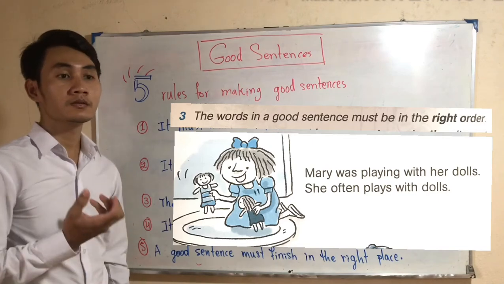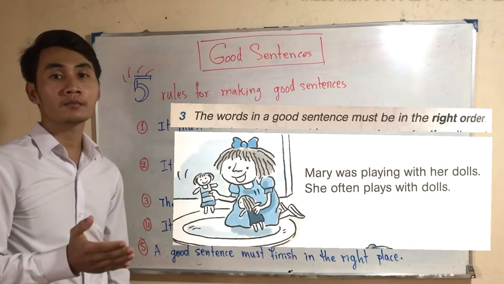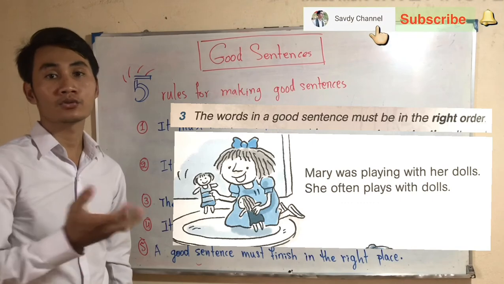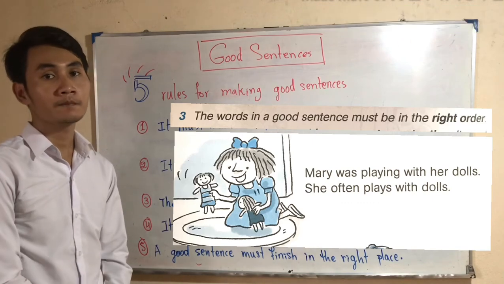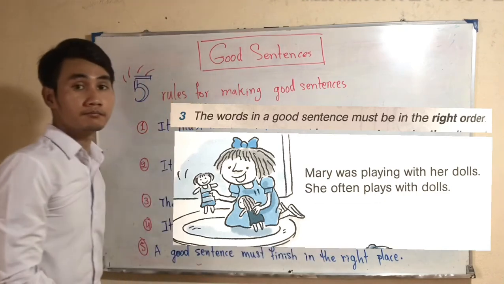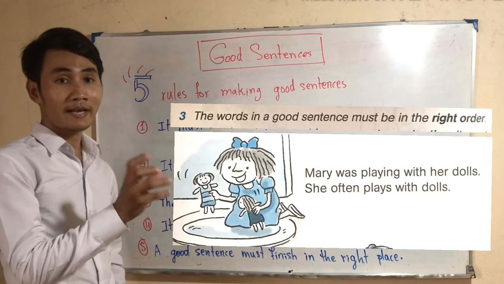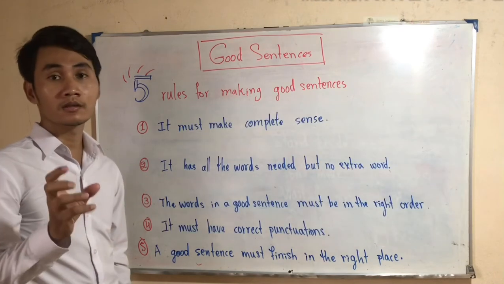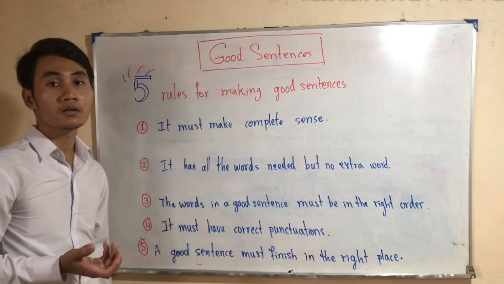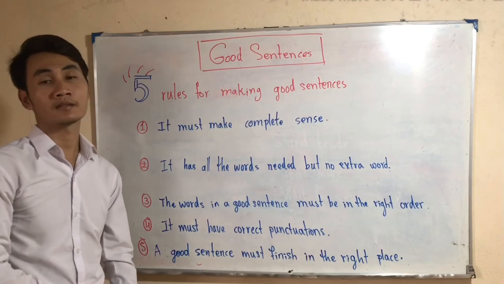If you want to make a good sentence, you need to know where the verb goes, and where the adjective or noun is used in the sentence. This is what we call right order. Put the adjective in the adjective place, put the noun in the noun place of the sentence. This is what we call word order. If you use the right word order, it means that the sentence is correct.